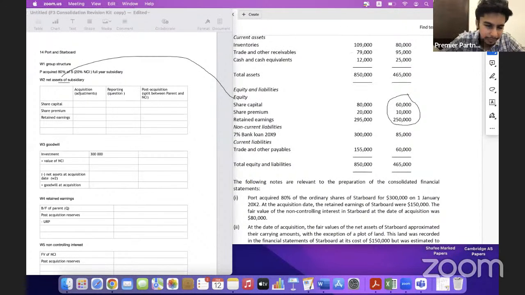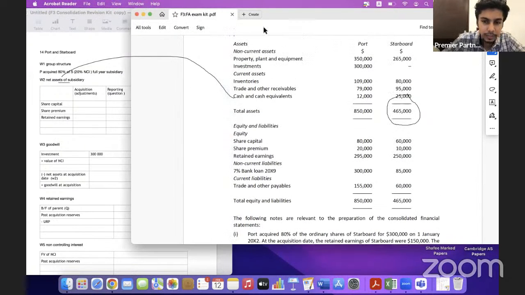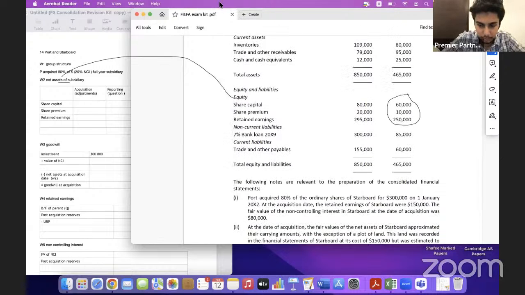So guys, this is the parent. Normally, guys, you know that in the SOFP, first value is parent, second value is only subsidiary. If I'm to just confirm you here, guys, Port is the parent, starting. So therefore, those are the answers. Okay. Right. So now focus on this.